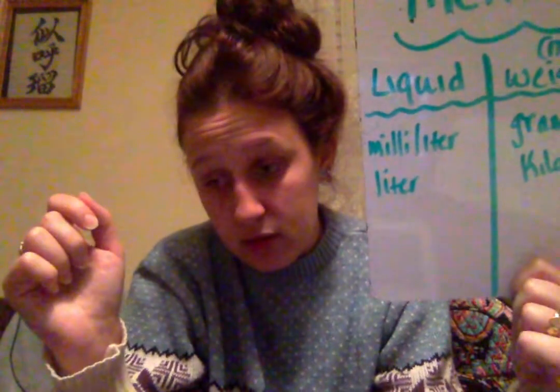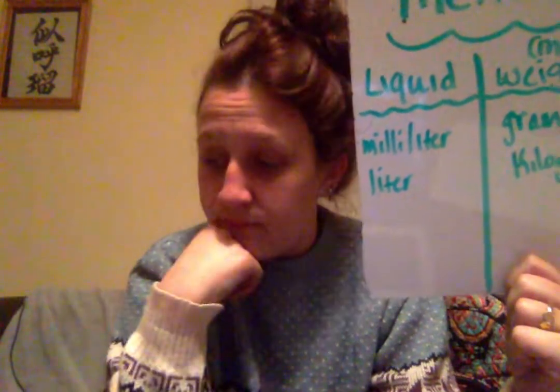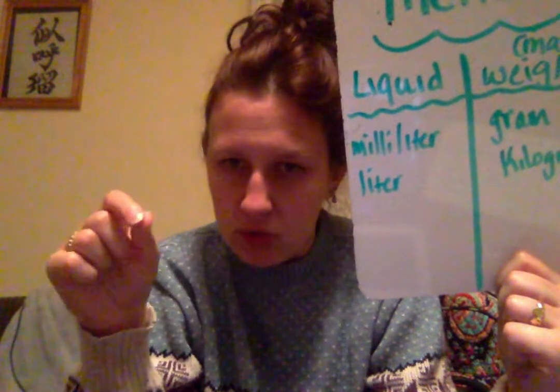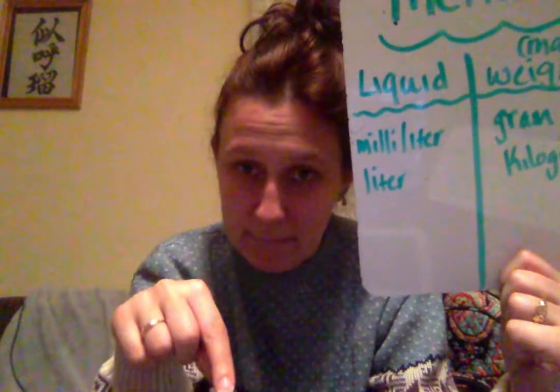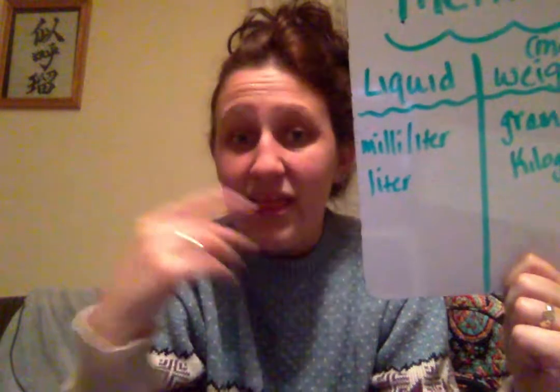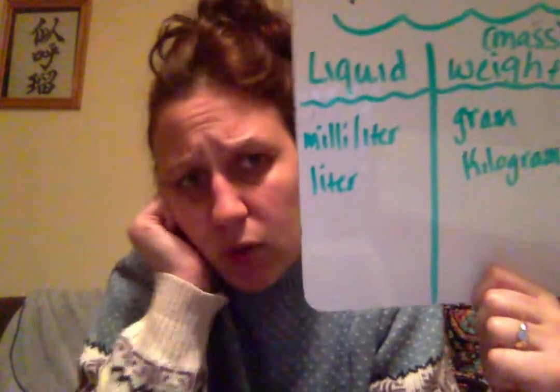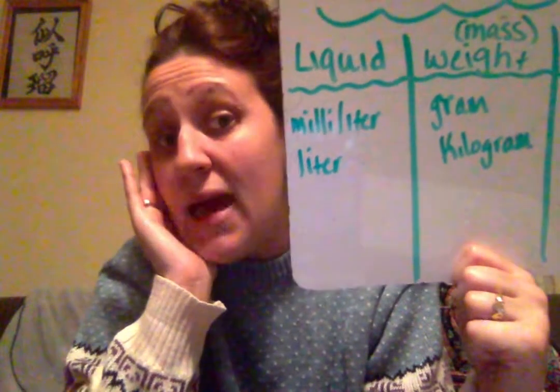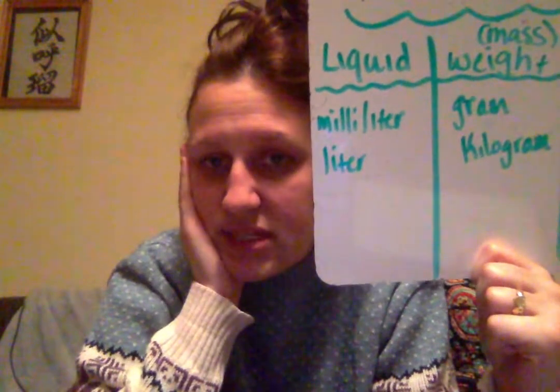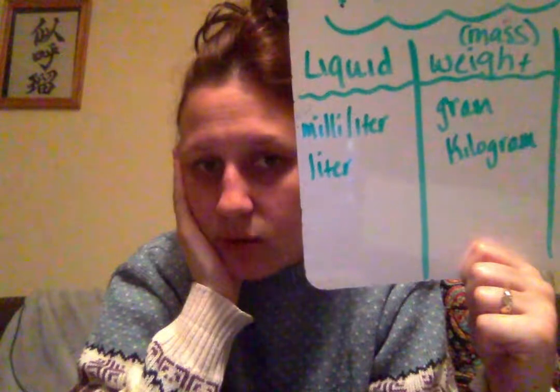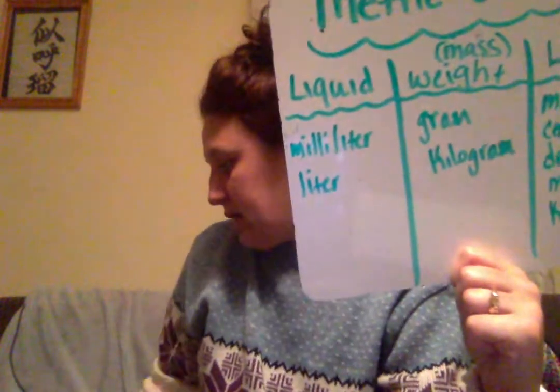Think of it like if you took a drop of soda and put it on the table, or if your soda ever bubbles over a little and a little drop gets on the table, just a drop, that's a milliliter. Small, very small. But what about weight, also known as mass? Grams and kilograms.